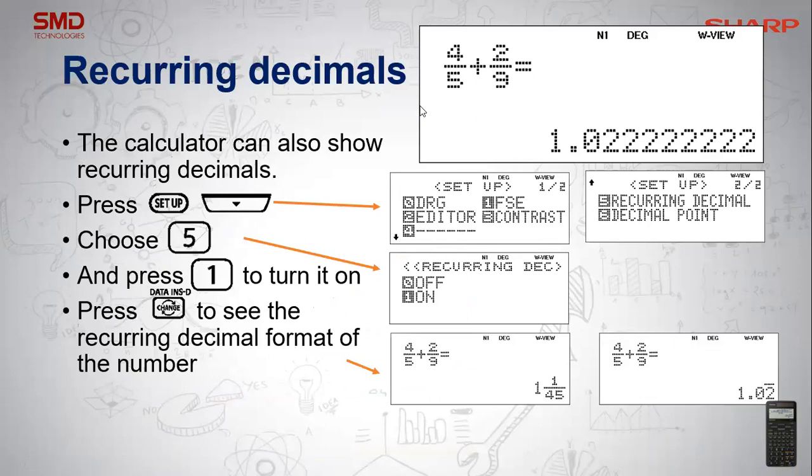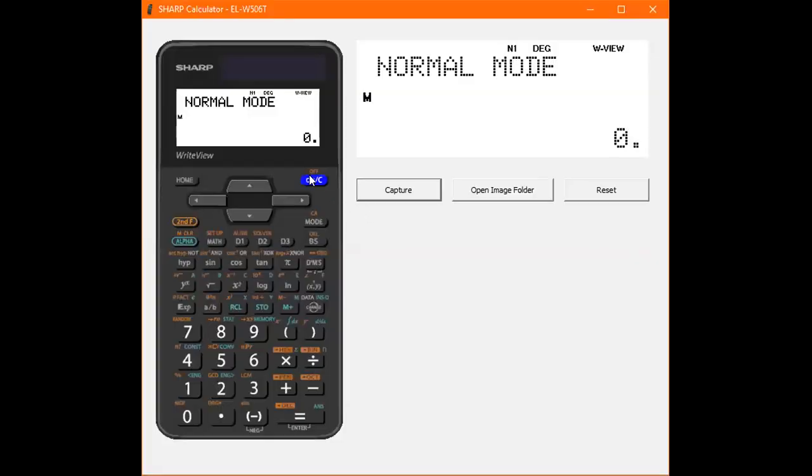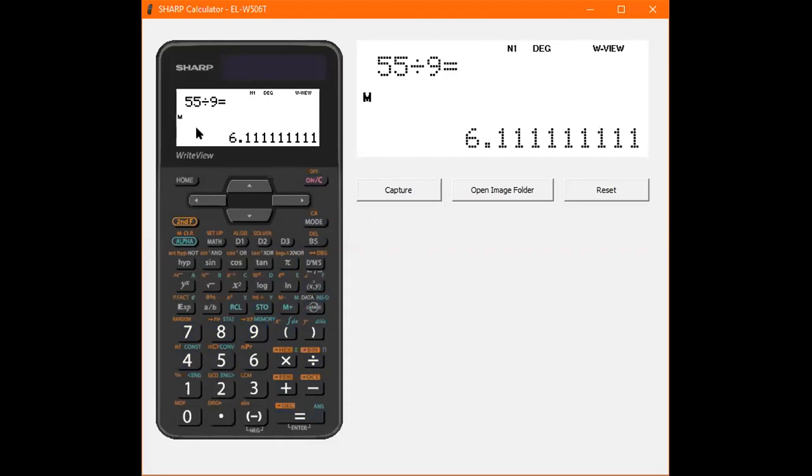So the next thing that I want to show you is just how to set up your recurring decimals, because I see that is part of your first 2 or 3 weeks with your grade 10s. Okay, so say for example we have 5. Let's change it. Let's make it 55 divided by 9. That's just a very basic recurring decimal. And you can see it's 6.11111.